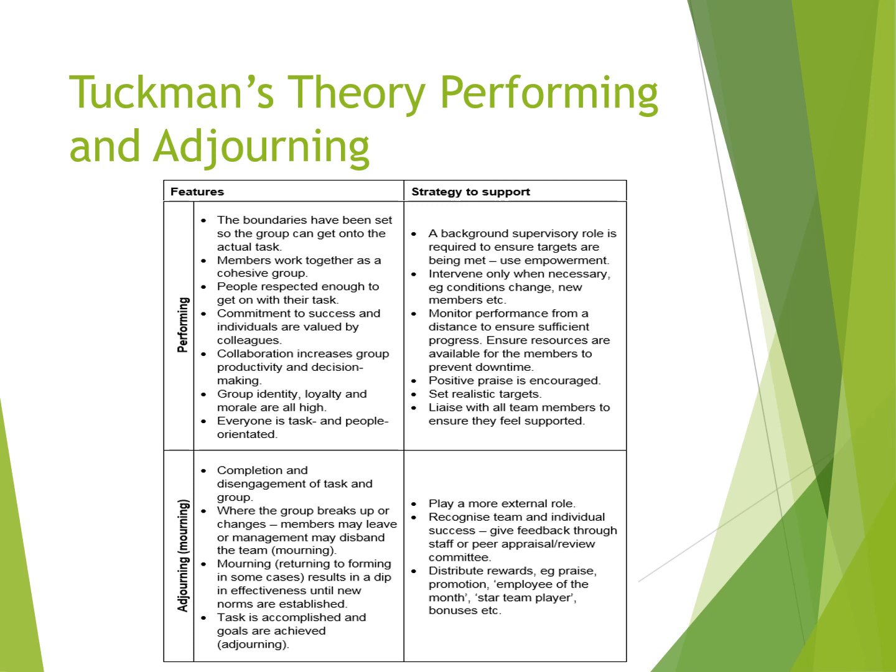The final stage then is adjourning, or we sometimes call it mourning, and this is when the task has been completed and we're now starting to disengage from the group and the task. Where the group breaks up or changes, members may leave or the management may disband the team. The team may have been a temporary team, and that means that they may be disbanding altogether. There's a period of mourning, which is really where we've got a dip in effectiveness until new norms are established.